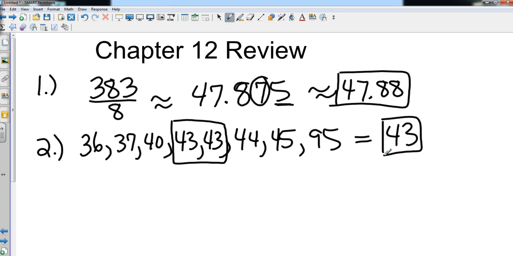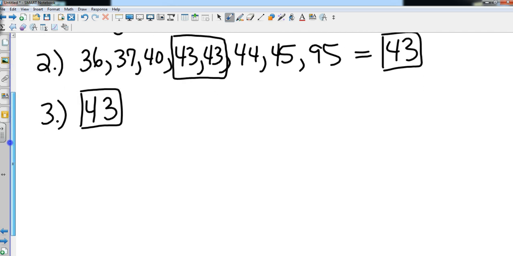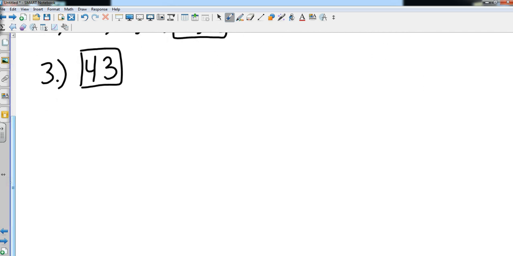And then number 3 is even easier, because technically I've already boxed around the mean, or excuse me, the mode, because that's the one that's occurred the most, and that's going to be 43. So we are off and running with the first 3 questions. Let's go ahead and look at question number 4.